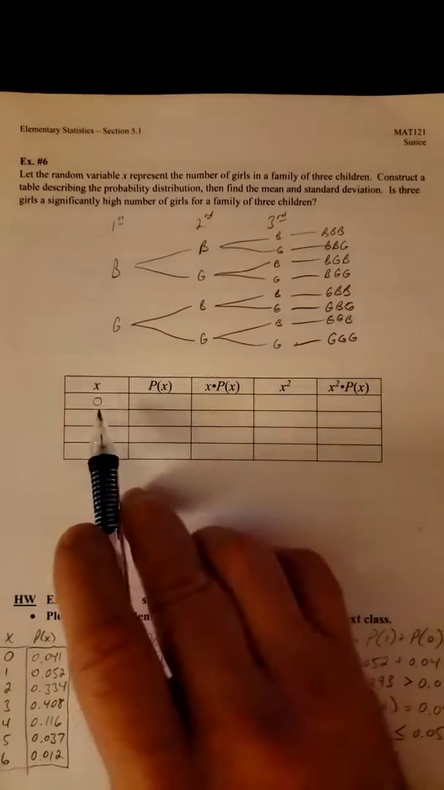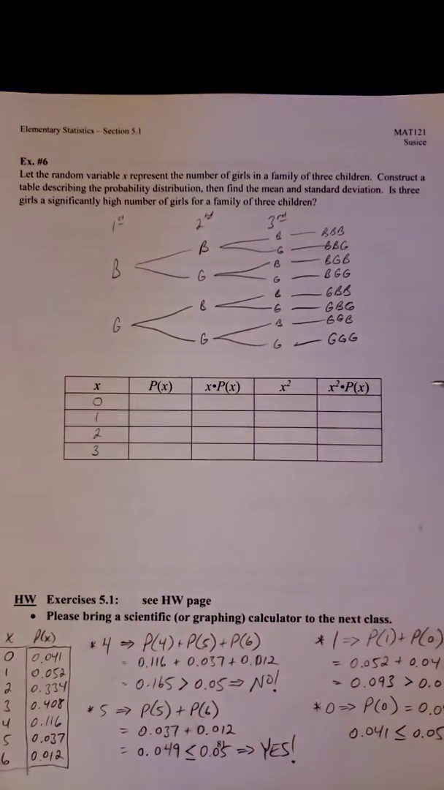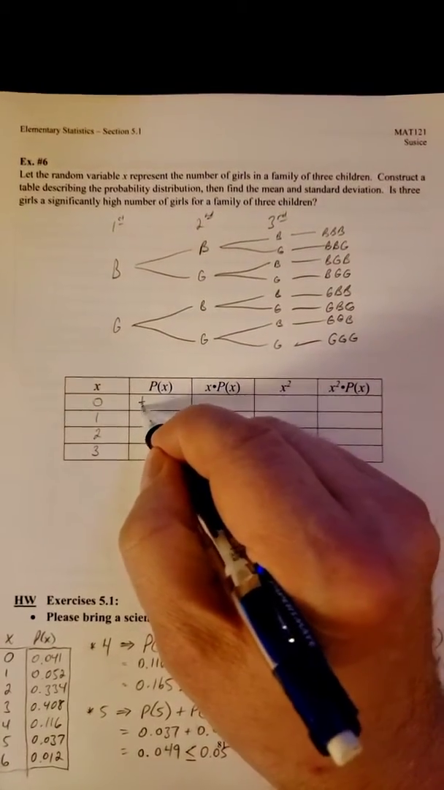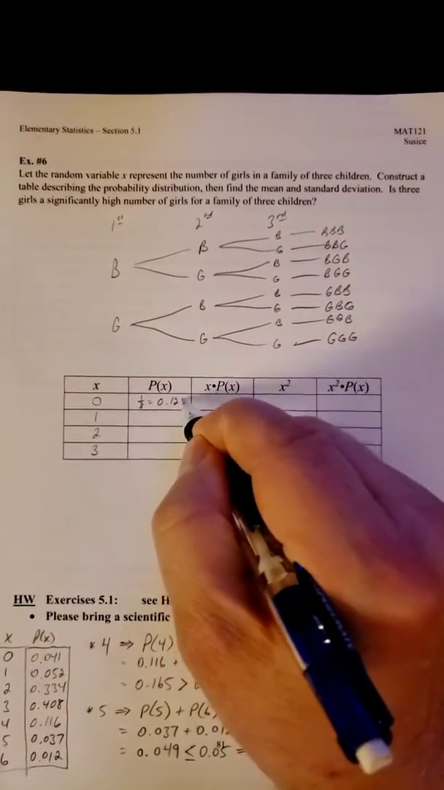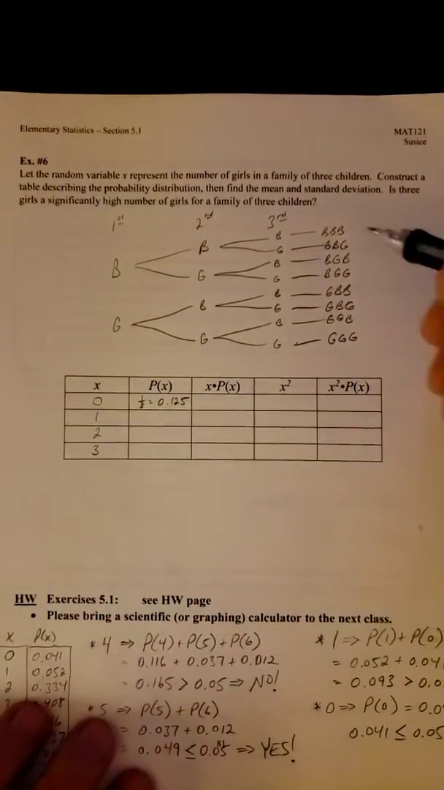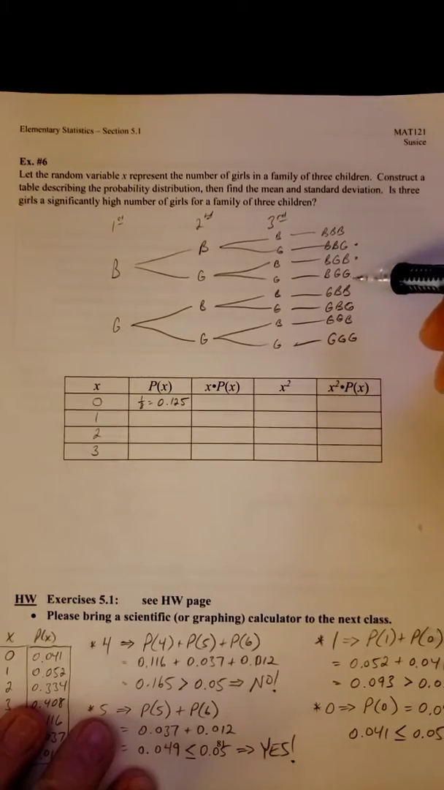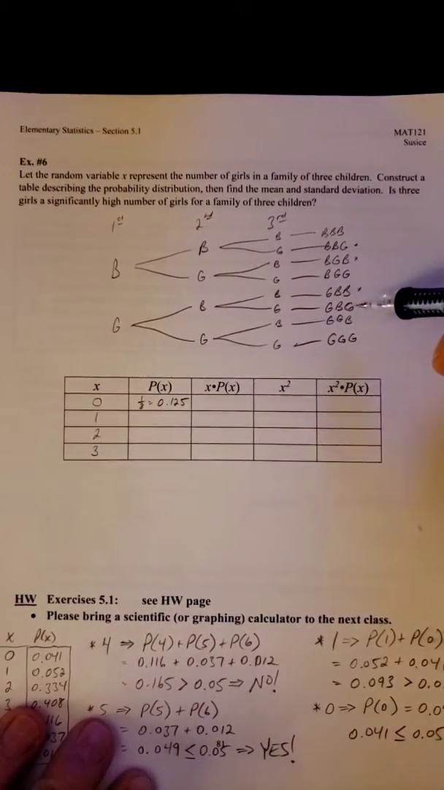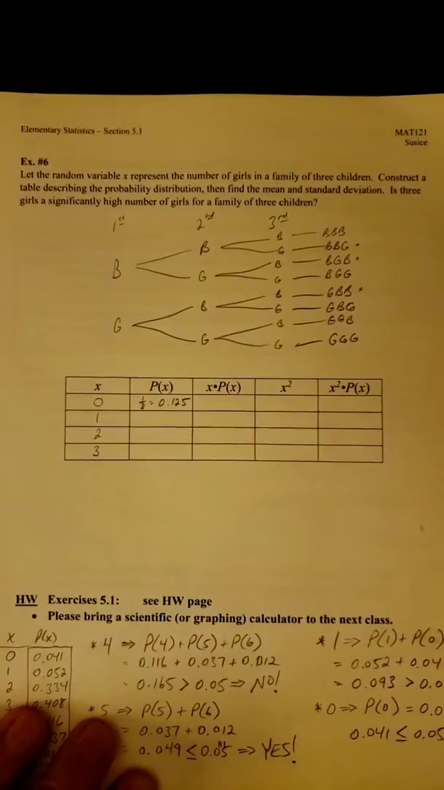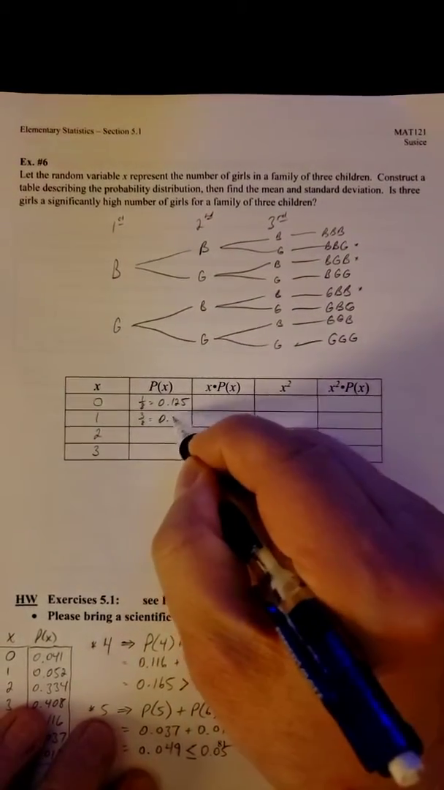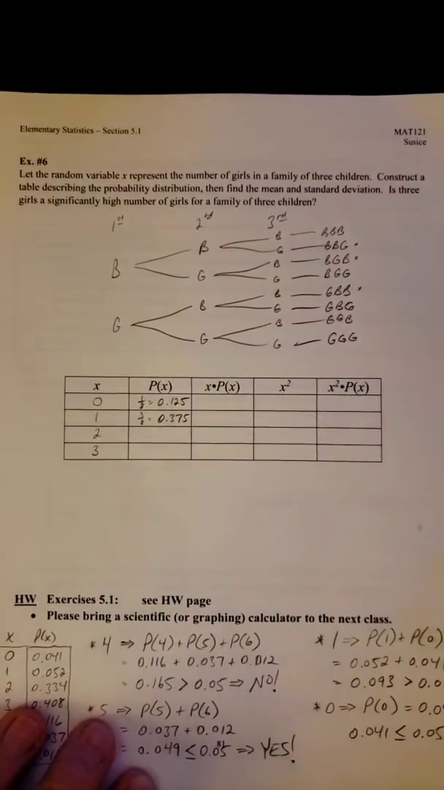And so now, what's the probability of getting 0 girls? There's only 1, 1 out of all 8. So 1 out of 8, which is 0.125. Okay, so now 1 girl. So we got 1 case here, 1 case there, 1 case there, and that's it. So 3 out of 8, which is 0.375.